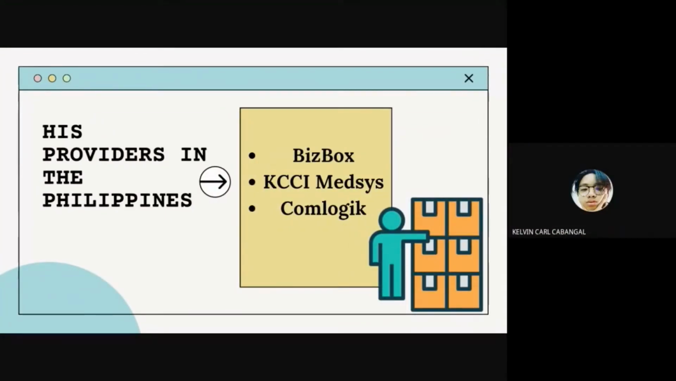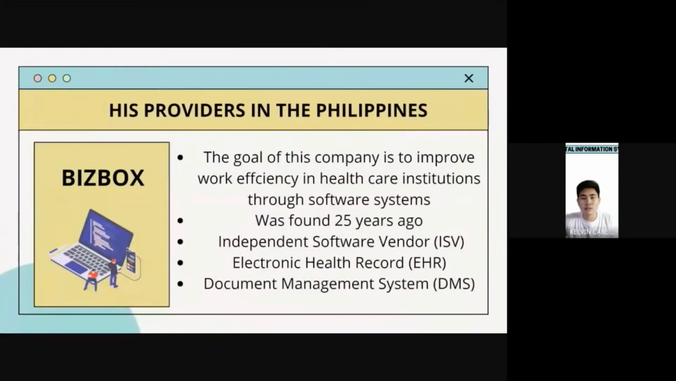So for the HIS providers in the Philippines, these are the three: BizBox, KCCI Medsis, and Comlogik. So the first one is BizBox. The goal of this company is to improve work efficiency of healthcare institutions through software systems, and it was founded 25 years ago. So it also has an independent software vendor of the year award.